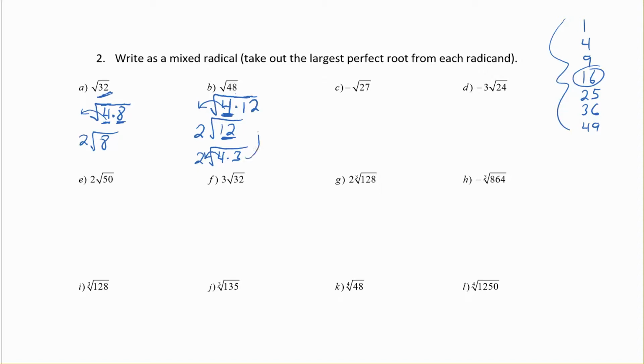So now, I'm just going to write this up here. We've got a 2 that was already out there. We've got a new 2, so this would kind of look like 2 times 2, and then that square root of 3 is still in there. So 2 times 2 is 4. Square root of 3. So that'd be the answer for that one.